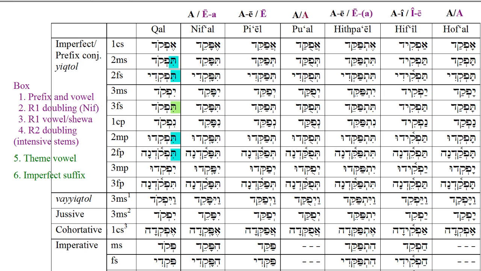Usually when I see a tav, my default assessment is that I have a second person form, but I hold the possibility in my mind that it might be a third feminine singular, which is identical to a second masculine singular.